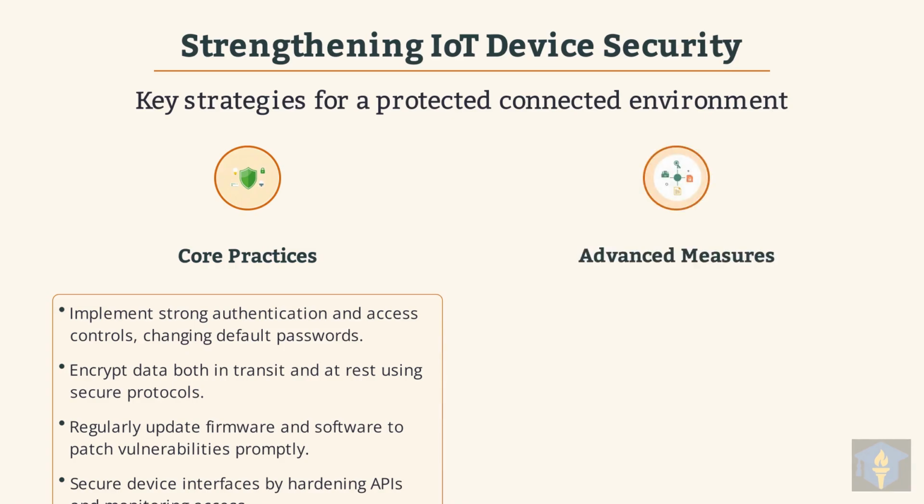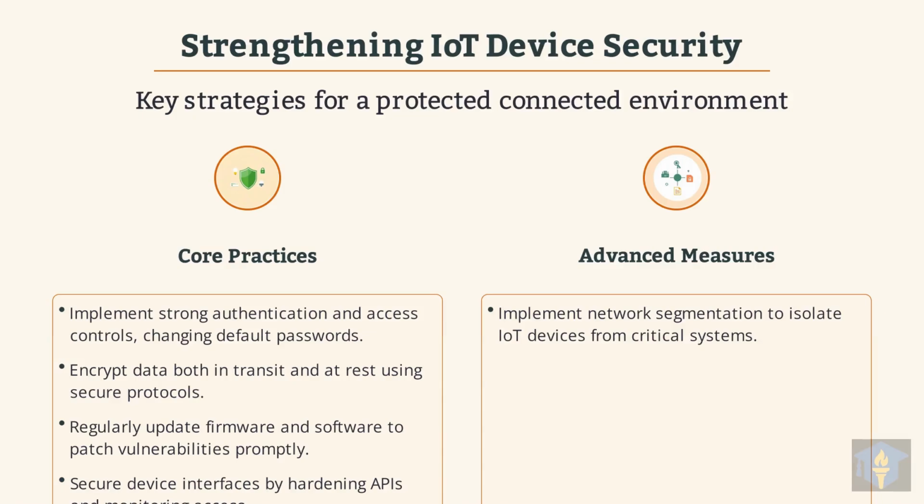Moving on, let's explore some advanced measures that provide an even deeper layer of security for IoT. Implement network segmentation to isolate IoT devices, preventing them from accessing your critical, sensitive systems. Conduct regular security assessments and penetration testing to proactively identify and fix potential weaknesses.